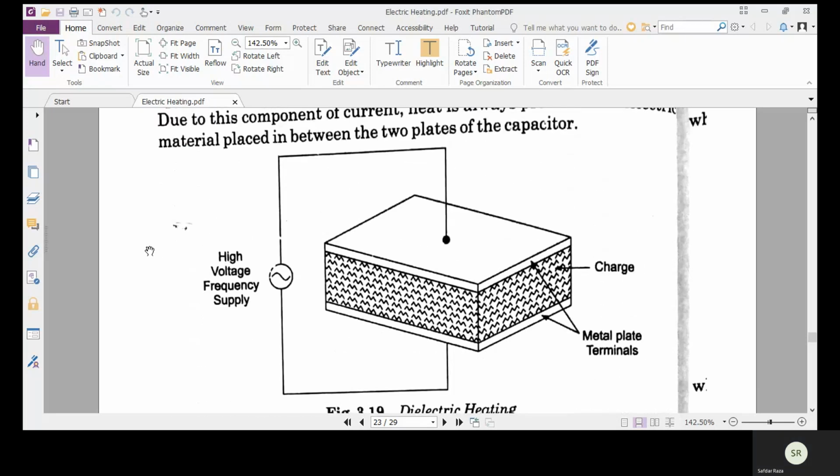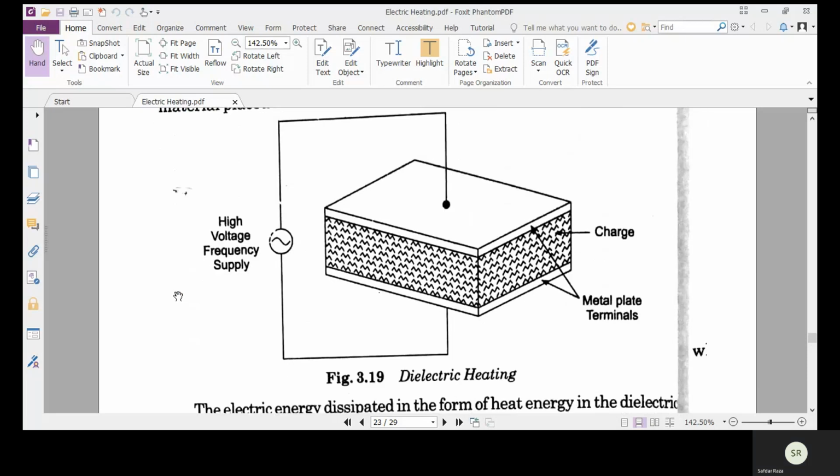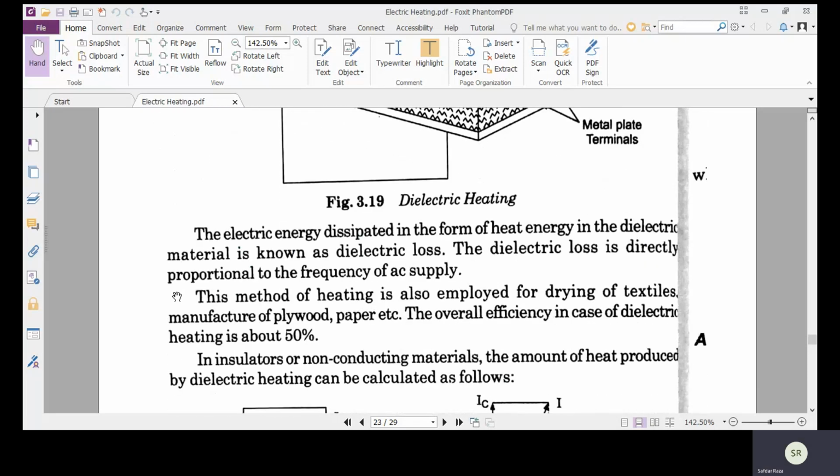Figure 3.19 represents the phenomenon of dielectric heating, where there are two metal plates, one above and one below, just like the capacitor configuration, and between them there is some material or charge which is to be heated, and these plates are supplied from the high frequency voltage supply. The electric energy dissipated in the form of heat energy in the dielectric material is known as dielectric loss. The dielectric loss is directly proportional to the frequency of the AC supply.